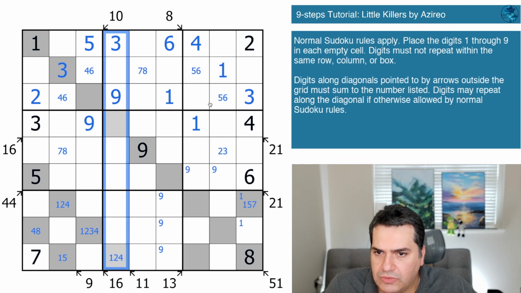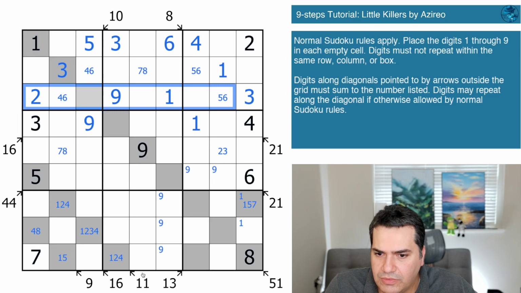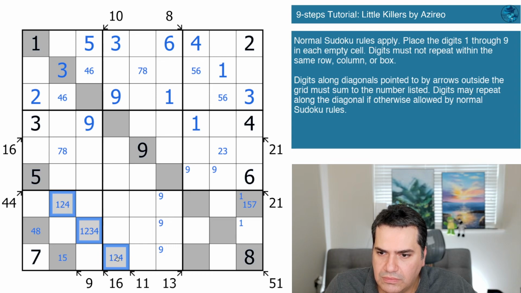Has any of these 9s helped us at all with any of these diagonals? This is still 1 and 5. This is still 4 and 8. These are still so many options in here.